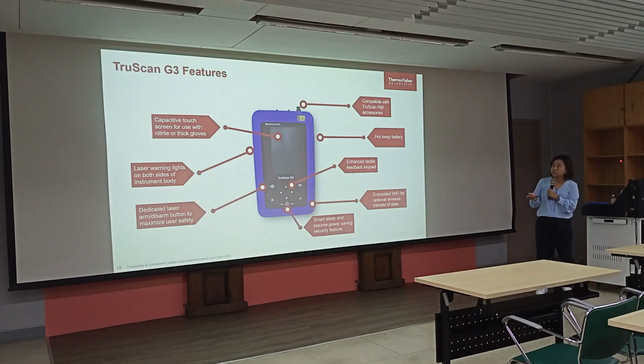And now there are 3 different parts for the laser indicator to show to the customers that your instrument is running. So you have to be careful, because although laser light is not very harmful, you must be careful of the laser light. So there are 3 indicators, and there is a dedicated laser arm to turn on your laser power as well. So these are some of the new features in our TruScan G3.